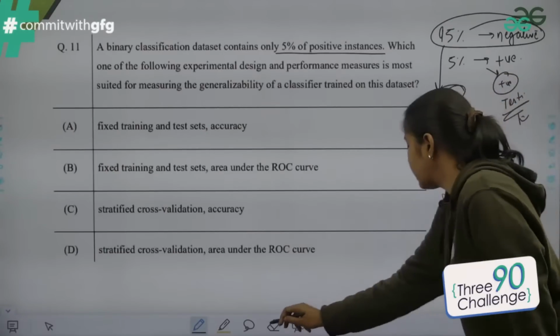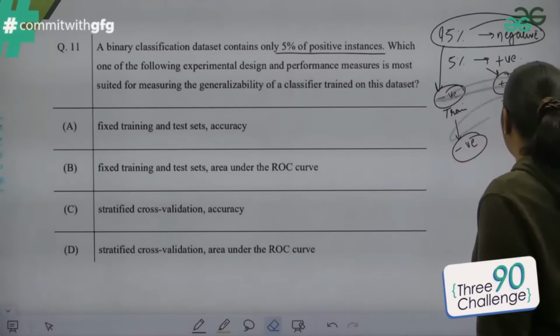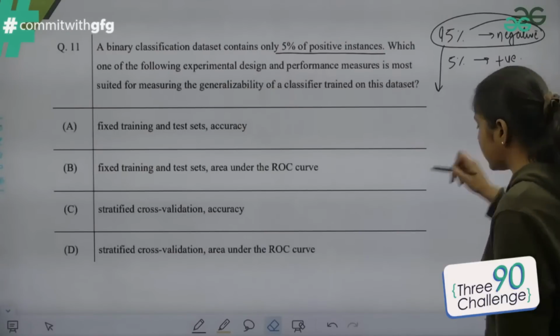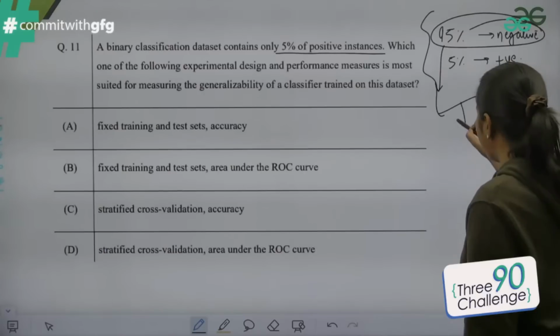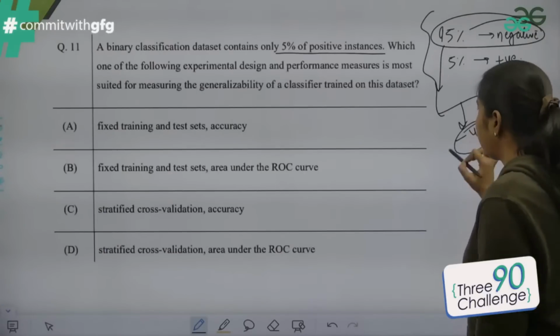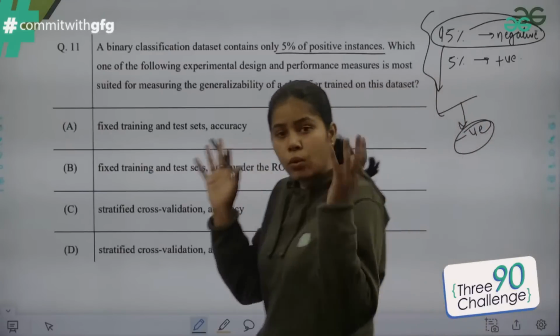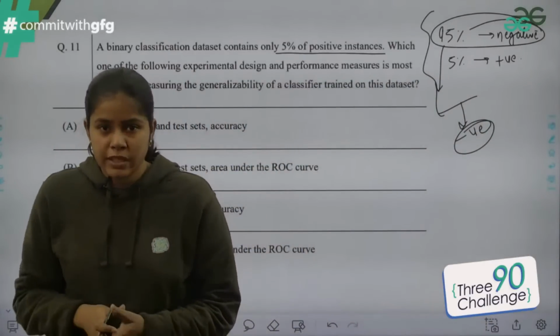And otherwise, if I have modeled this whole data as saying that my final result would be negative, right? Then if I check the accuracy over this whole model, I'm 95% accurate.